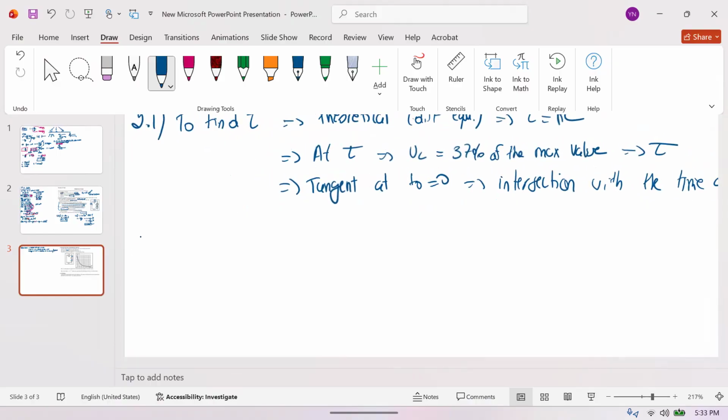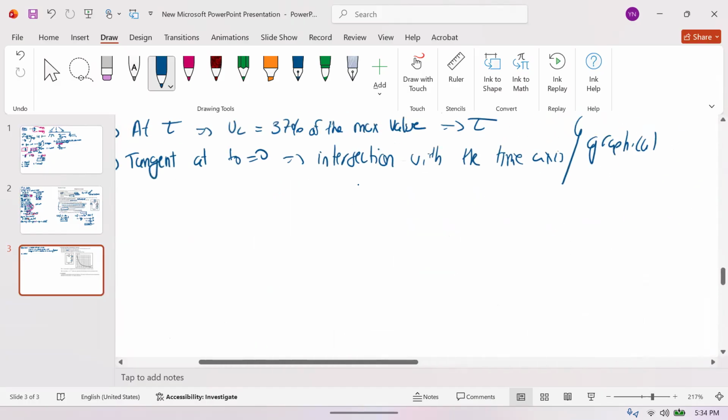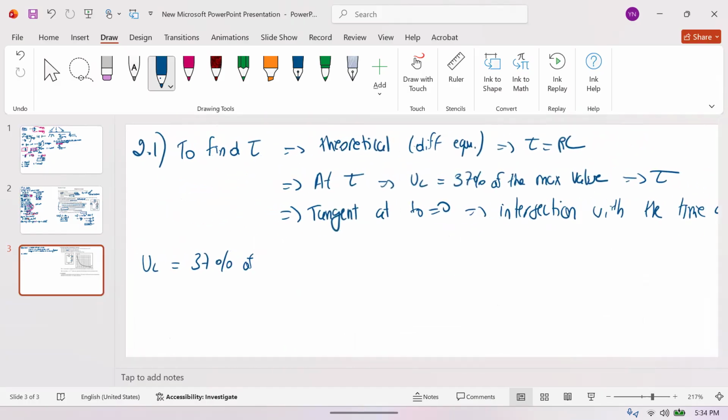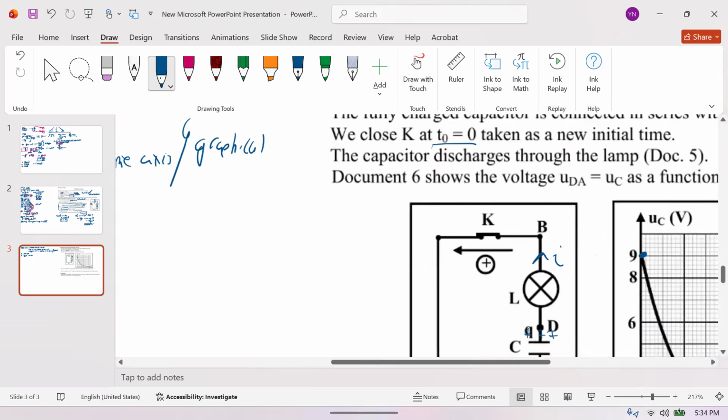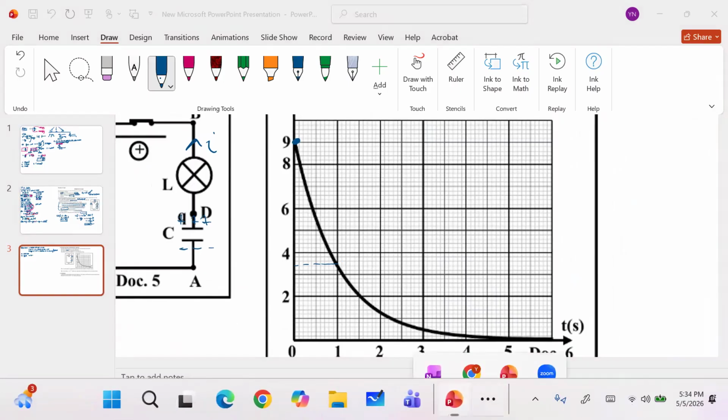Now, what do I do? I find the voltage, the 37% of the max value. What is the max value on the curve? The curve started from 9, so this is the maximum value. 37% of 9 volts, it's like saying 37 over 100 times 9. And it will be 3.6, 3.7, something like that. 3.5, let me check the answer.